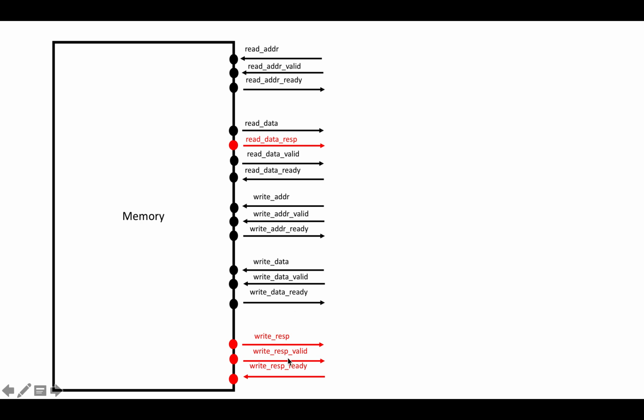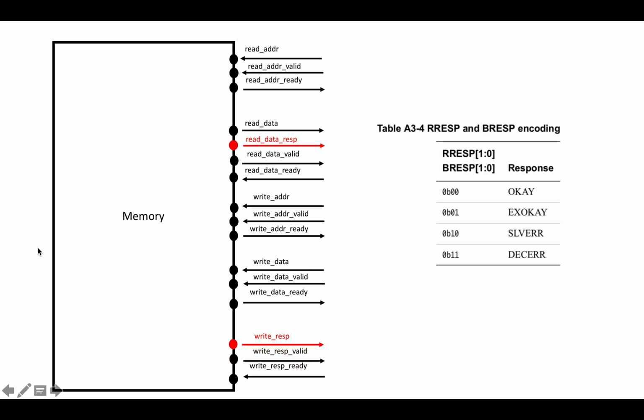And for the write, we're not going to send any data back because writes don't produce data, but we're going to send this write response back through another ready valid channel. And the write response is going to contain some information about whether anything went wrong during the write or whether the write succeeded. And actually, if you look in the AXI specification, these response fields, which it calls R response and B response for read response and write response, have four different values.